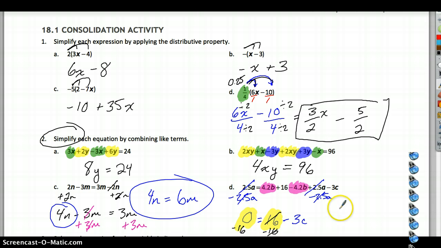0 minus 16 is going to give me negative 16, and I still have the negative 3c, and then I would be done. There's nothing else I can combine because there are no more like terms in that problem.